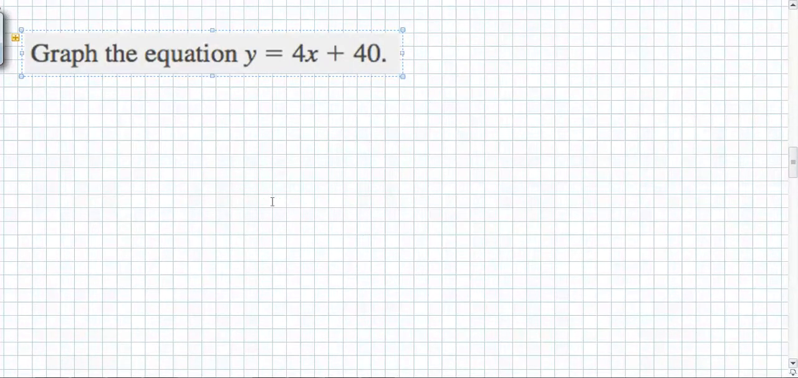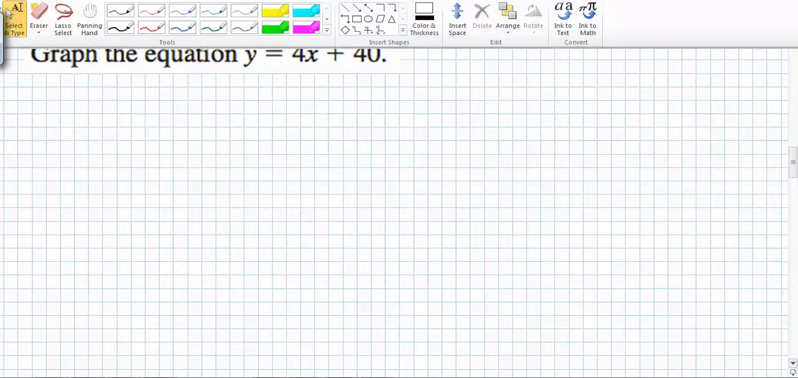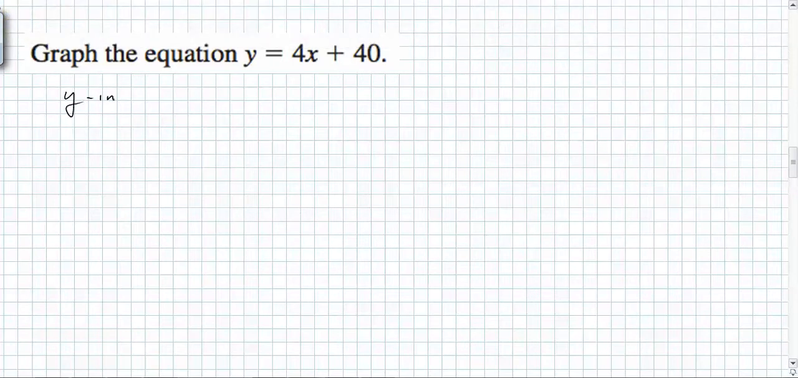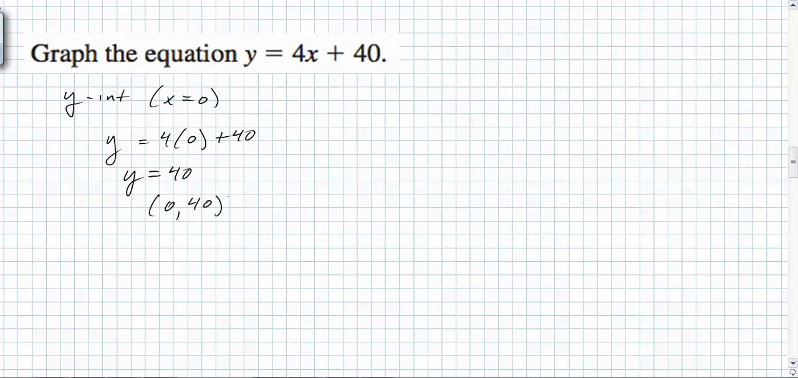What about this equation, y equals 4x plus 40? If we go after the y-intercept, remember this is when x is equal to 0. So that's going to be y equals 4 times 0 plus 40. So the y is equal to 40. So our intercept is (0, 40). That's our x-intercept. Sorry, the y-intercept.